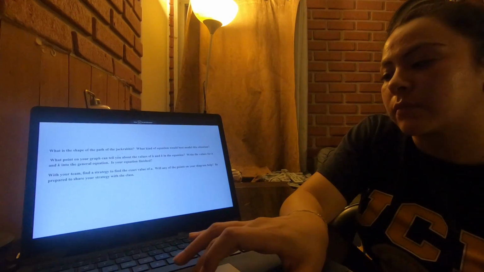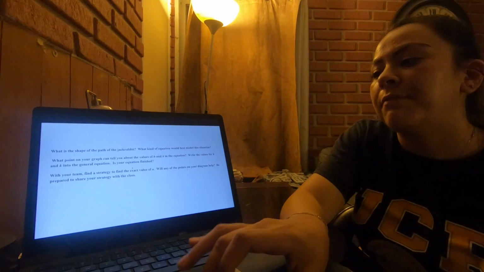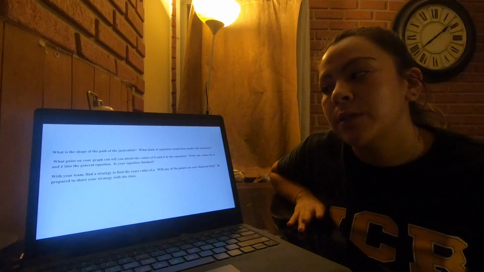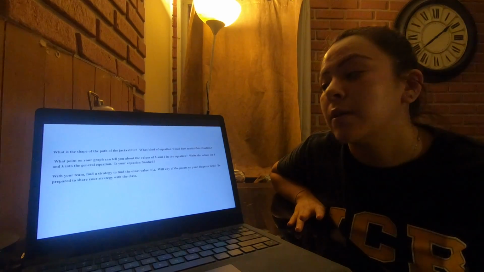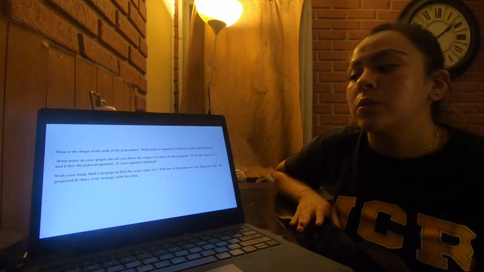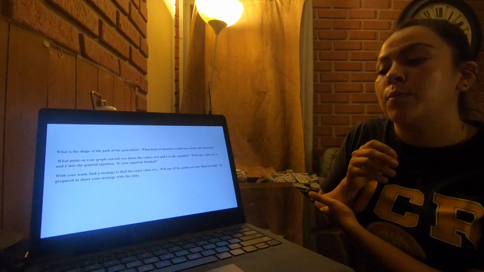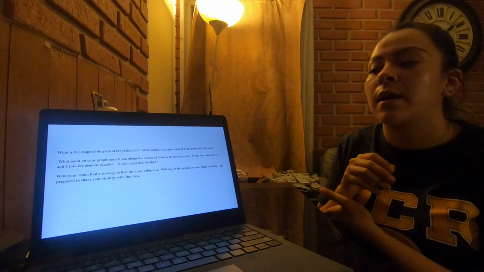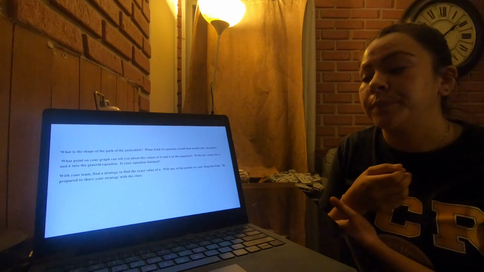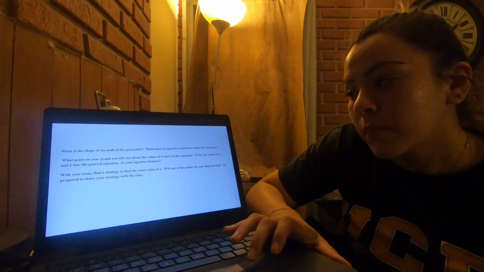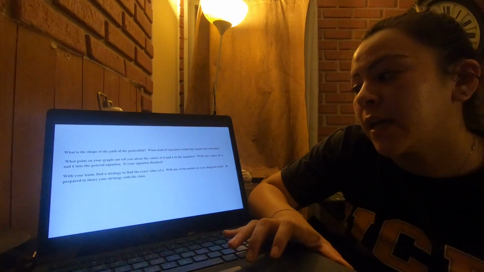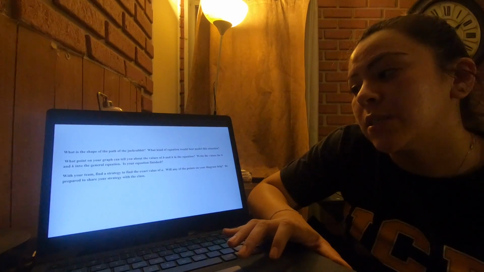All right, so in their groups, they have to answer the following questions. The first question they have to answer is what is the shape of the path of the jackrabbit? What kind of equation would best fit this situation? Based on the previous lessons, students should already understand that for a quadratic equation, they should usually end up with the form of a parabola. The next question is, what point on your graph can tell you about the values of h and k in the equation? Write the values for h and k into the general equation.